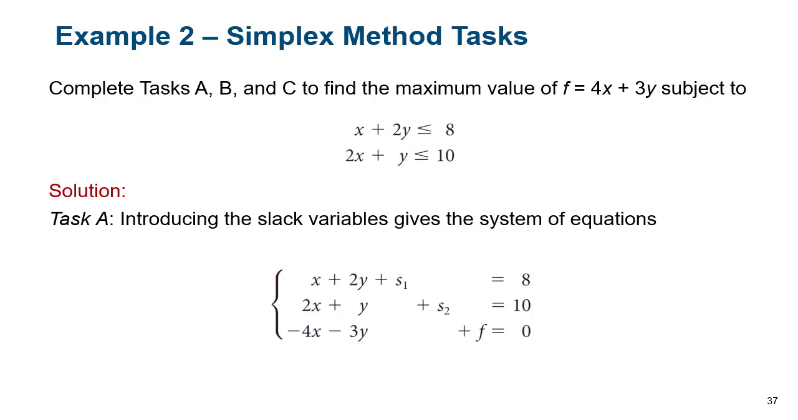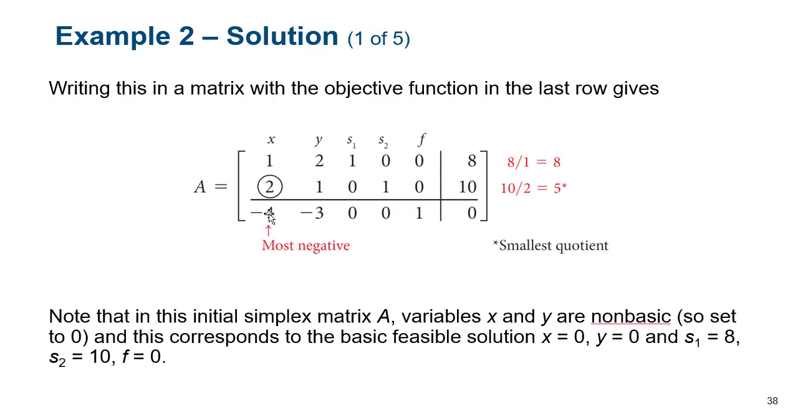Let's try another example, doing our 3 tasks. Here's the thing we're trying to maximize, our objective function. Here are our constraints. Put in our slack variables so that they're all equal, right? Put this stuff to the other side. There's our setup. Identify the most negative, and then our smallest ratio. This becomes our pivot point.